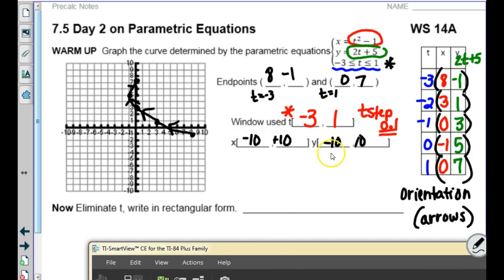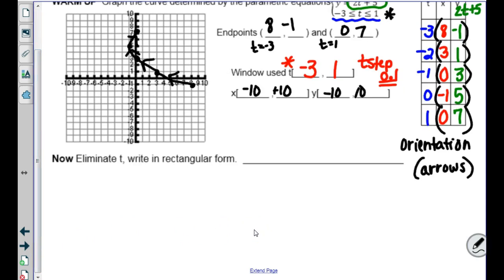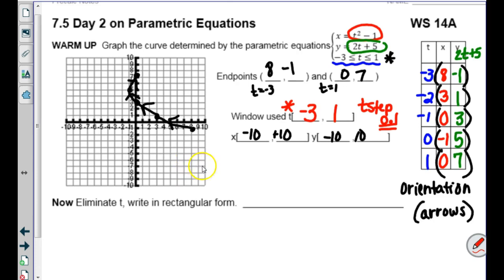Now we need to review what we did yesterday about eliminating t. How do we write this to eliminate t? Does anybody remember the idea? Perfect, thank you. So which one should we probably solve for t? The one that's not squared, you guys remembered.